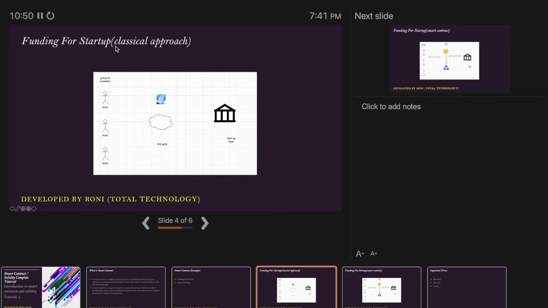Funding for startups in the classical approach happens like this. Let's say you are going to start up or launch your own business, so it is definitely a startup. You have an idea, you put your idea to some external third party, maybe some Kickstarter or something similar, and they are okay with your idea. So they said, okay, we are going to launch some sort of crowdfunding campaign for you.